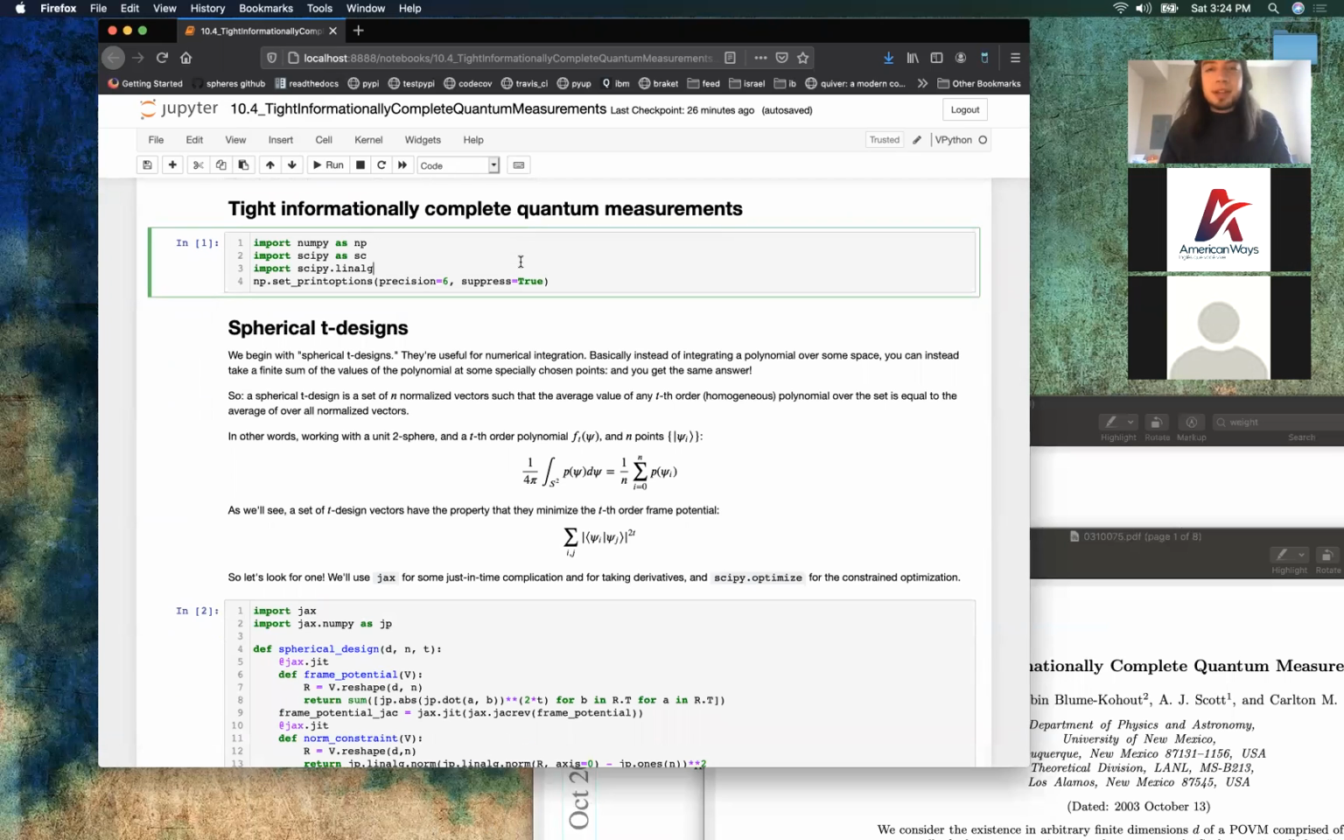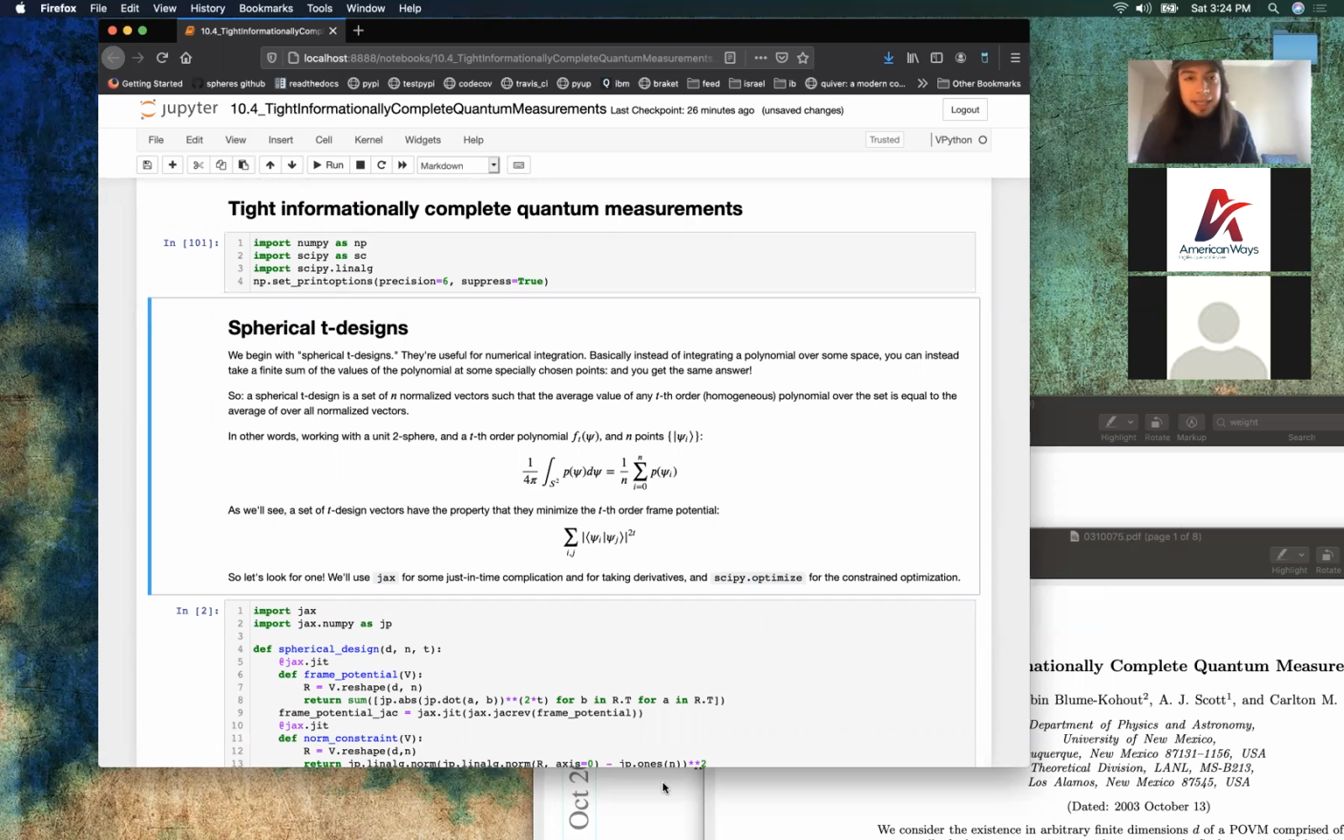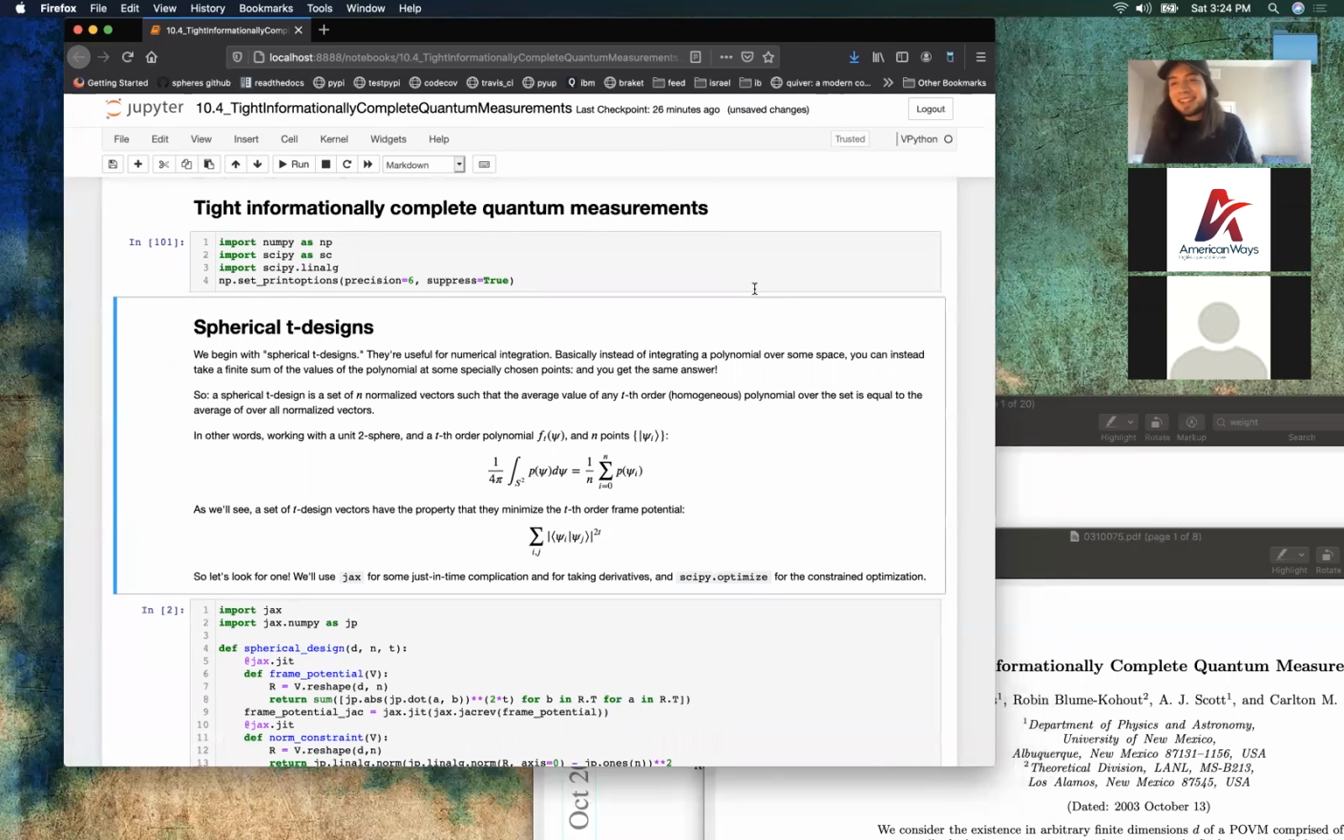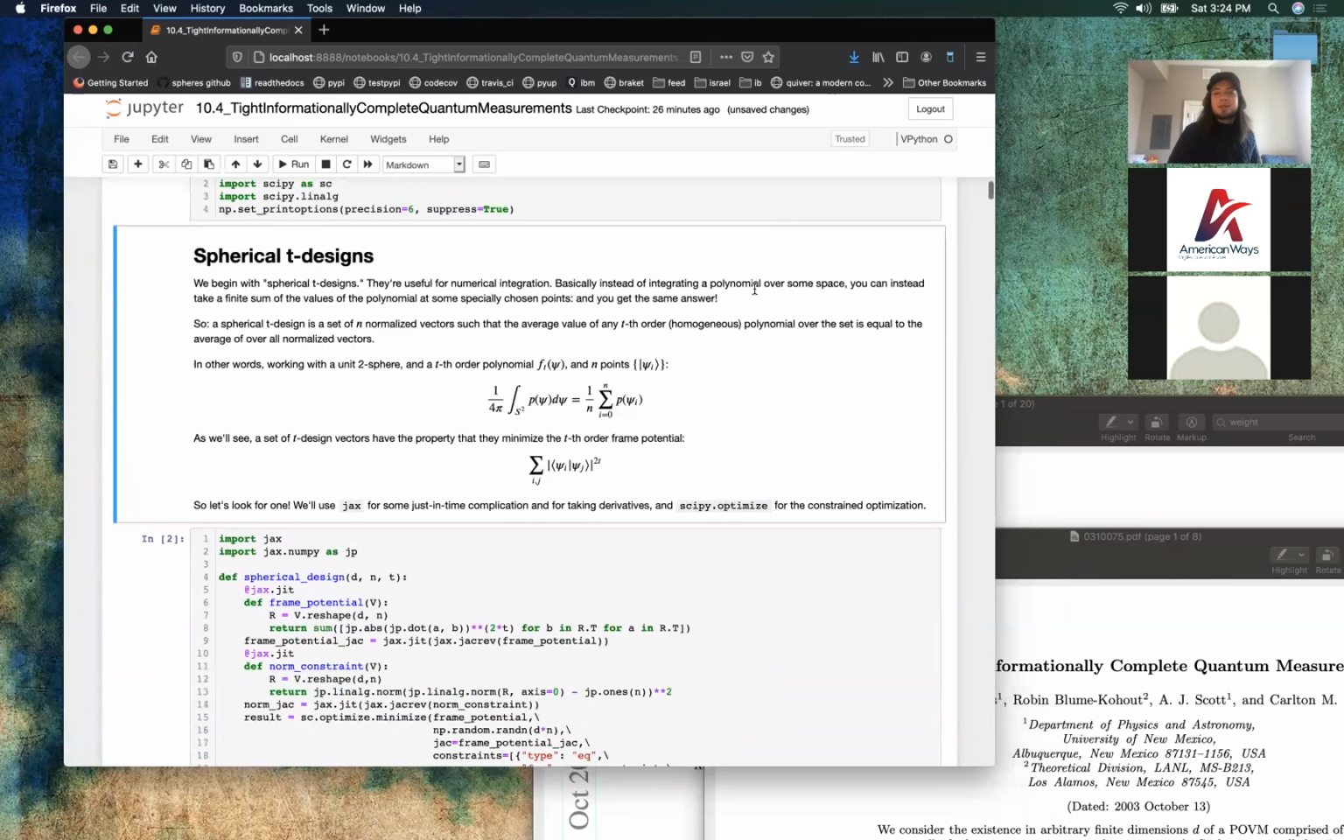So first thing, we're going to talk about spherical T designs, which I like because, as you know, I love spheres and constellations on spheres. And this is yet another use of them, completely unrelated to the Majorana stuff from way back when.